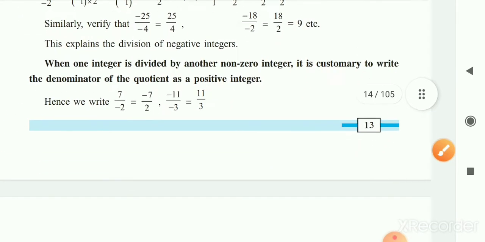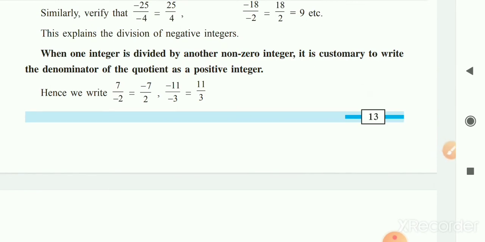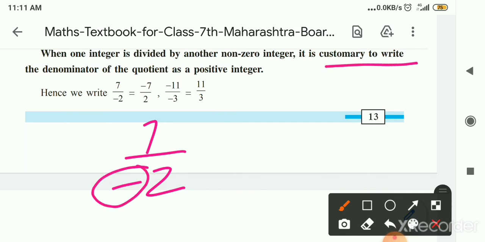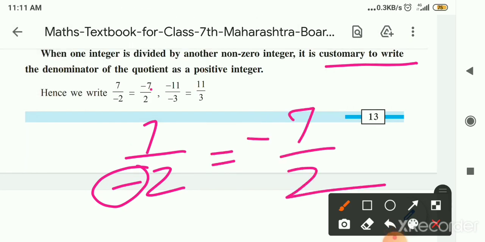Okay. So when one integer is divided by another non-zero integer, it is customary to write the denominator of the quotient as a positive number. What they told you is that the numerator is above and the denominator is below. The statement is that if we divide a positive number by a negative non-zero integer, it is customary to write the denominator as positive. Generally we do not give the sign to the denominator. So here it comes out as minus 7 upon 2. Understand?